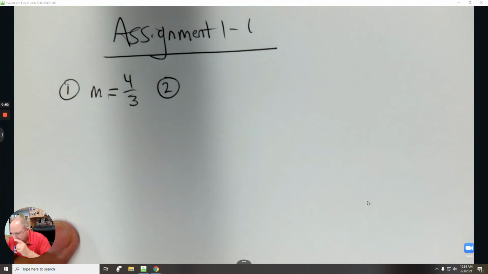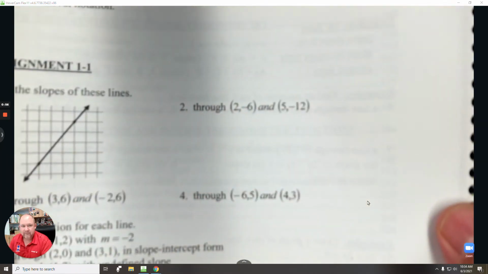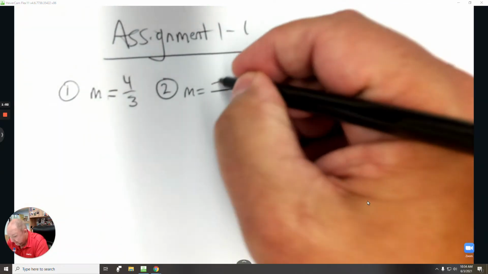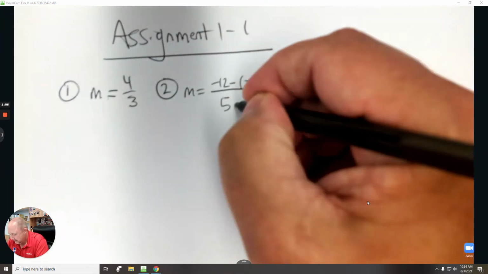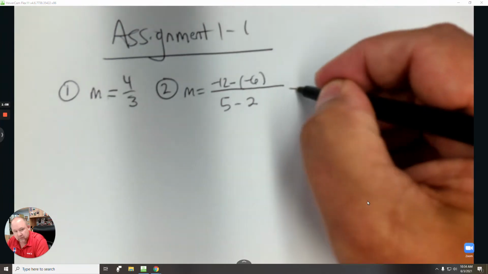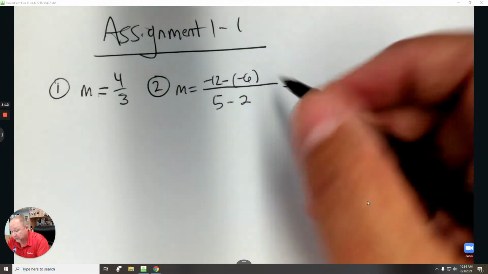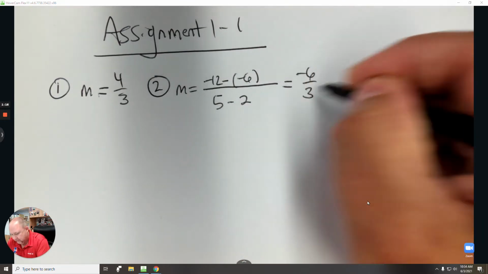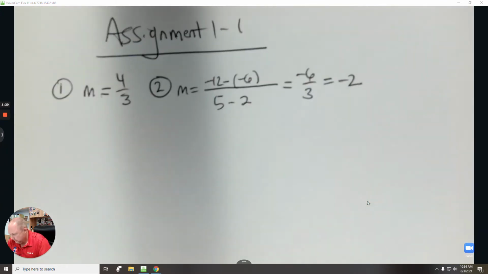That's simple. In question number 2, you're given 2 points, (2, -6) and (5, -12). So to find the slope, we're going to use the formula y2 minus y1 over x2 subtract x1. So we're going to use those values to find the slope that way. Remember, when you subtract a negative, you're adding. So -12 plus 6 is -6. 5 take away 2 is 3, so that answer is -2.